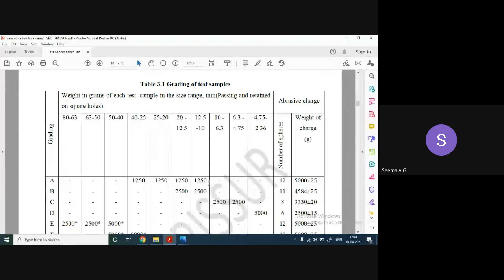So a total 5 kg sample is taken, and the number of steel balls for grading A is given as 12. So a total 5 kg of sample and 12 steel balls are inserted in the drum of the Los Angeles testing machine, and that is rotated. A total of 500 revolutions are given for the drum, and after completing the total number of revolutions, that is taken out and sieved.